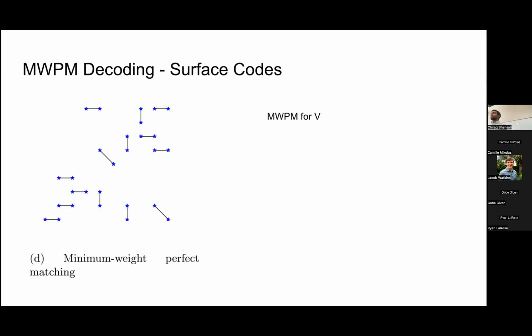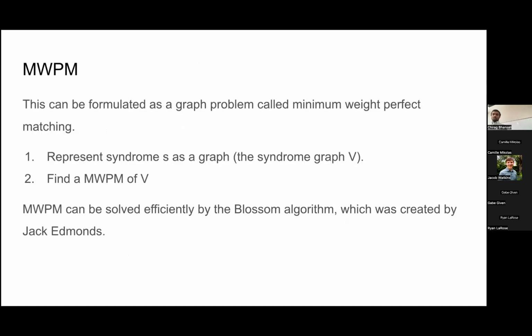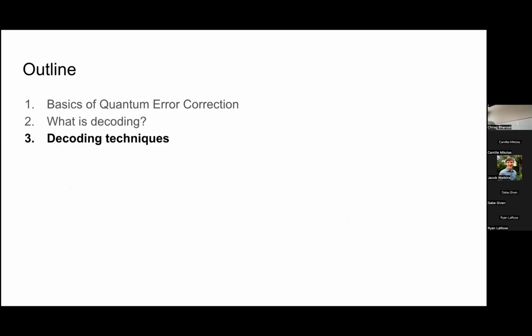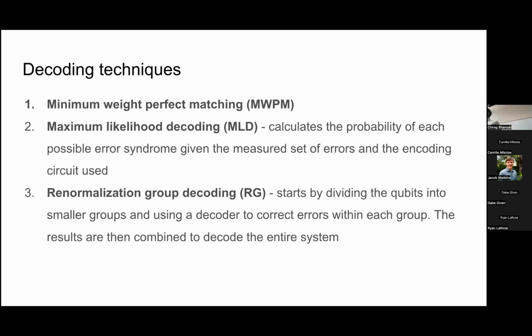Yep. So you mentioned the other two types of finding the error. Why would we want to use those rather than the minimum weight perfect matching? You mean these ones? Yeah, why would we want to use either of the other two? Actually, I don't know much about these other two right now, I'm sorry.